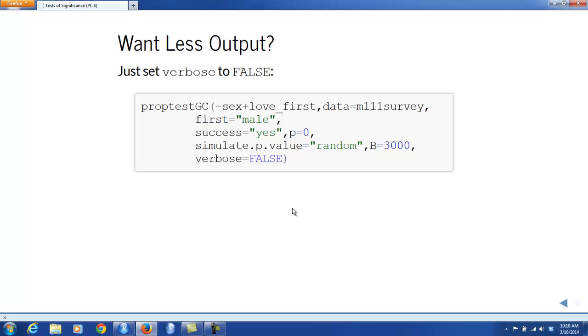Also, if you would like less output to the console, if you just want enough information to get the confidence interval, test statistic, and p-value, then you can run prop test GC, but with an additional argument verbose set to false.